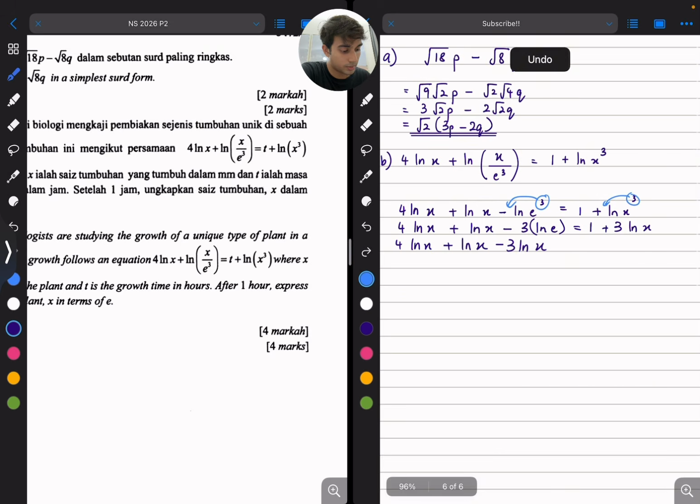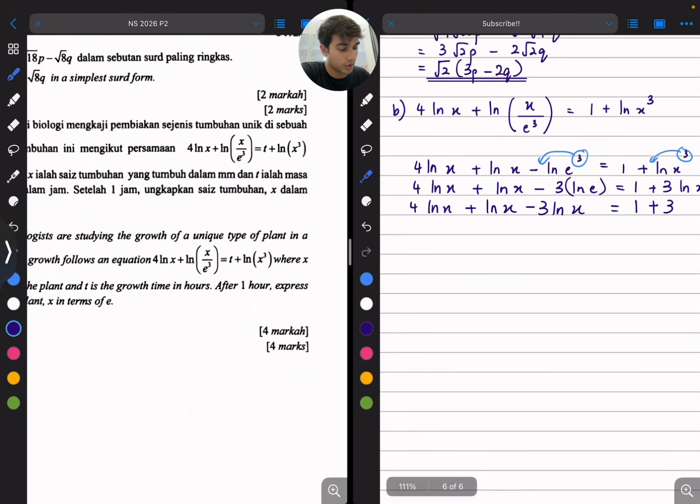So it becomes, this will become, I just write the 1 first. Okay, 1 is here. This will become negative 3. So negative 3 we bring there, become positive 3 plus 3.